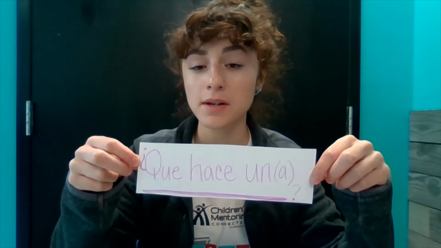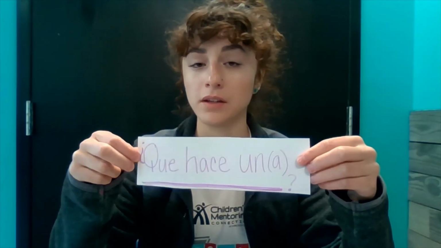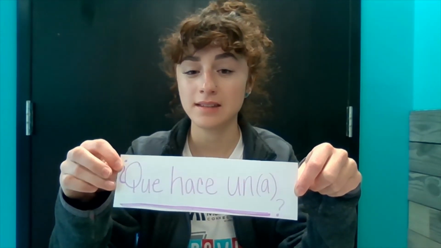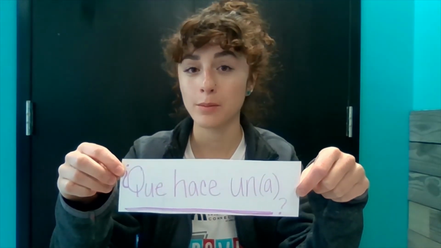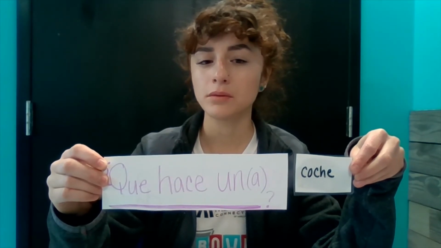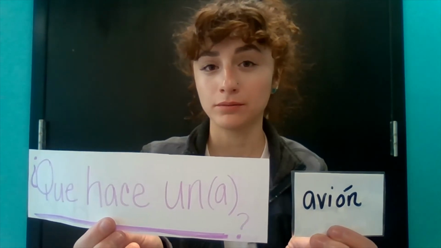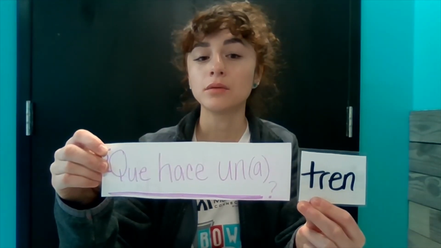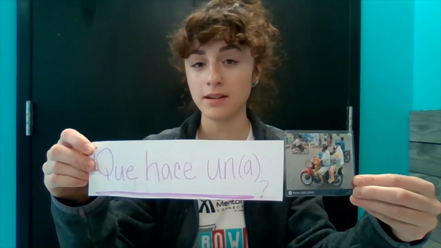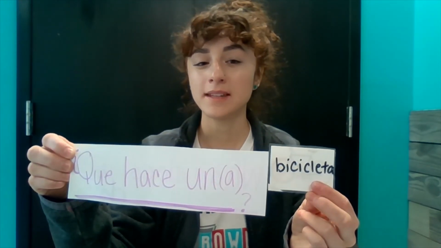So when you ask this question, the un or una will change depending on the vocab word that you were saying at that moment in time. What I will do now is I will go through and say this sentence with the proper ending for each vocab word. So when you're using car in this sentence, it would sound like this. ¿Qué hace un coche? For airplane, it would sound like this. ¿Qué hace un avión? For train, ¿qué hace un tren? For boat, ¿qué hace un bote? For motorbike, ¿qué hace una moto? And for bicycle, ¿qué hace una bicicleta?